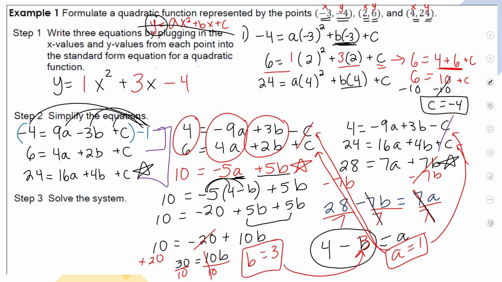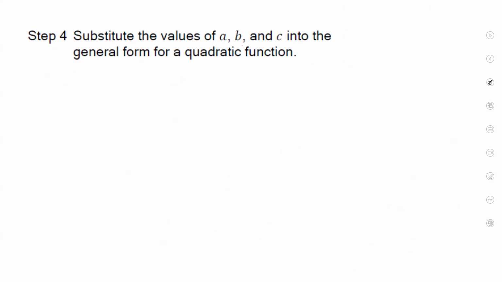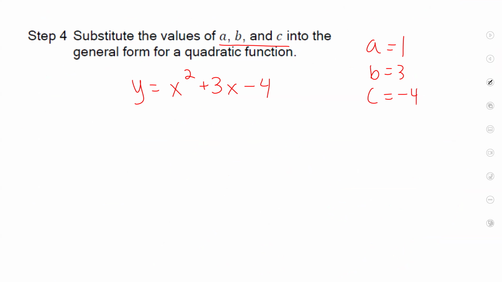So this is your quadratic equation. We figured out the A, B, and C values. So that's what we put back here. Substitute the values of A, B, and C into the general form. This was y equals x squared plus 3x minus 4. Because A was 1, B was 3, C was negative 4. So we put those values in.